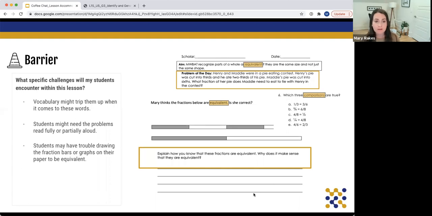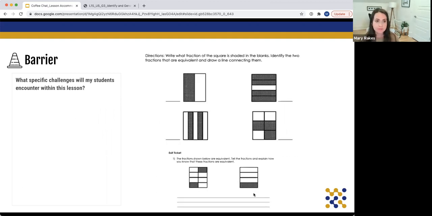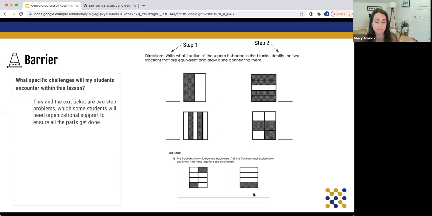I also am thinking about how they're asking students to draw things in the lesson, draw diagrams, things like that. Some students may have trouble drawing the fraction bars or the graphs on their paper to make sure that they're equivalent. That's a challenging skill, especially organizationally, organizing my thoughts on the paper. Another challenge I might think about when I'm looking at this question and the exit ticket question are 2-step problems. This might trip up some students that need some support with organization. So I'm going to make sure that I have something in place to support them.